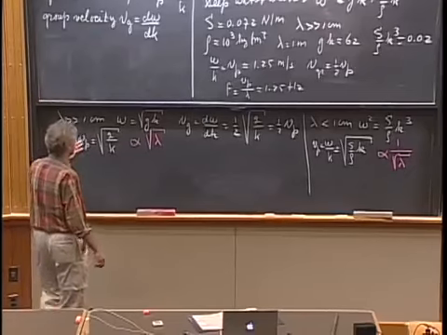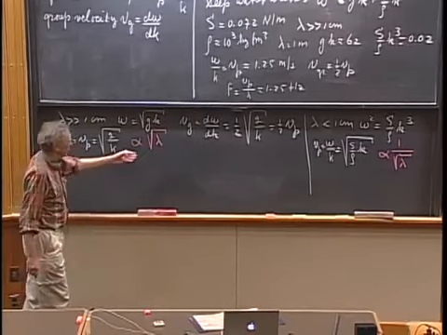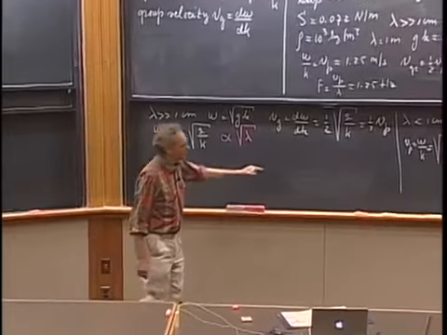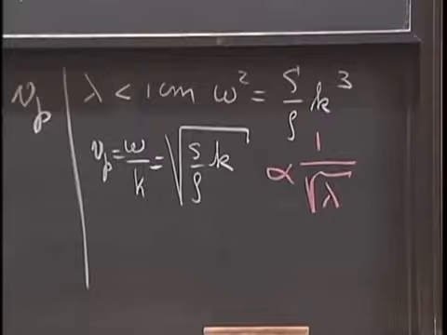Here the group velocity was half the phase velocity, and the phase velocity was larger for larger wavelengths. Here it is reversed. And the group velocity is 1.5 times the phase velocity.